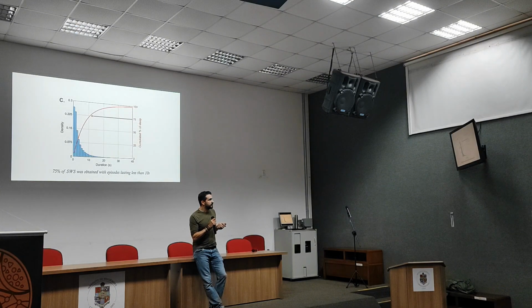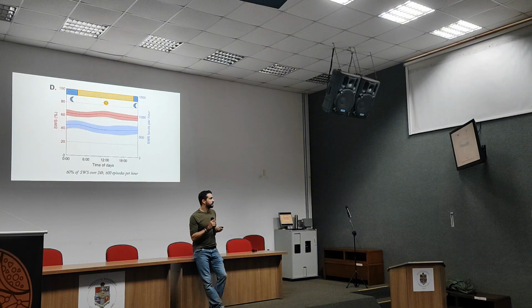And we show that 75% of their sleep was obtained with episodes lasting less than 10 seconds. So this is a high and dense fragmentation. You can see in red the quantity of slow wave sleep along the day. It's quite stable, 60% of the time. But on the opposite, on the blue line, we can see that it's almost 50 episodes of sleep per hour. So very dense fragmentation. This could be an adaptation, maintaining their vigilance while protecting the eggs.